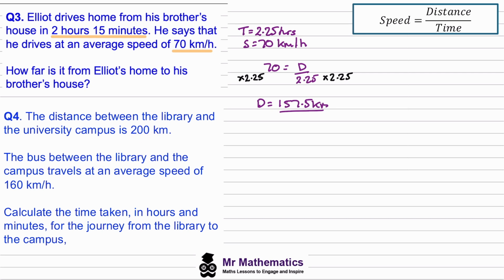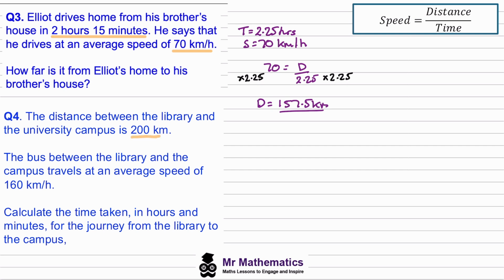Okay? For question 4, the distance between the library and the university campus is 200 kilometers. The bus between the library and the campus travels at an average speed of 160 kilometers per hour. That's quite fast for a bus. We've been asked to calculate the time taken in hours and minutes. So again, do you want to try this question yourself? You can pause the video, and when you come back, you can compare your working with mine.